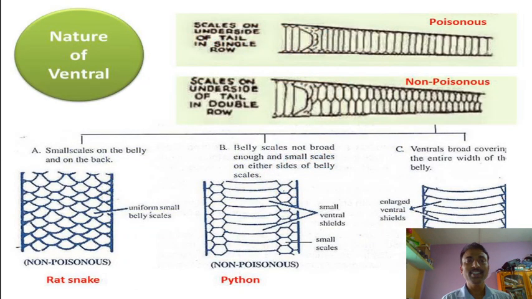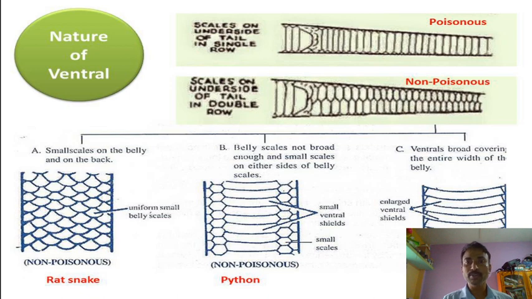Another, third category, is the nature of the ventrals. The ventrals are the scales present along the ventral side of the body. Those scales we call the ventrals. This is the ventral side of the poisonous snake, and this is the ventral side of the non-poisonous snake. In the case of the poisonous snake, the scales are transversely arranged from one end to the other end.